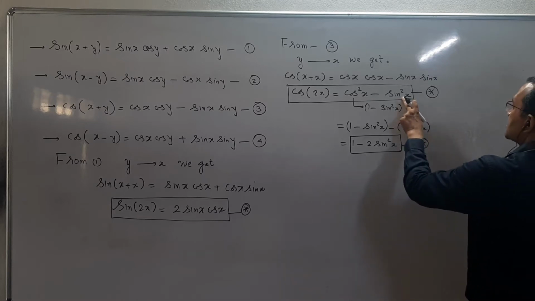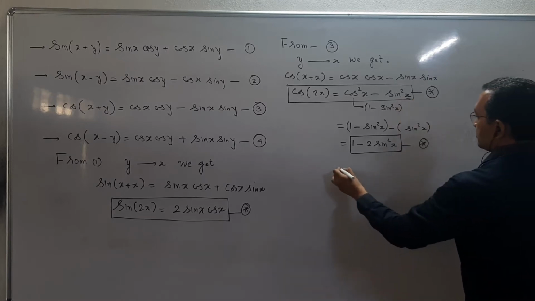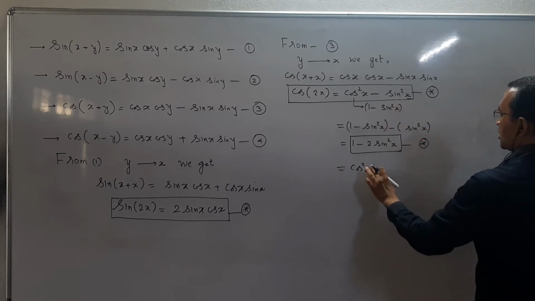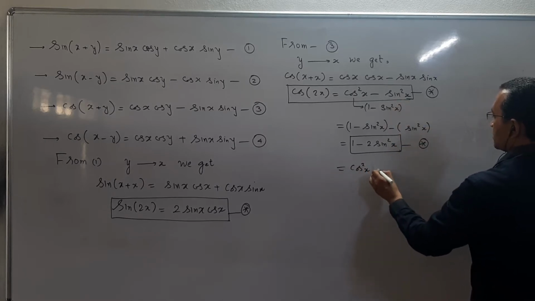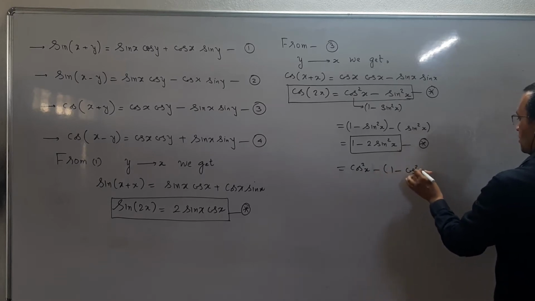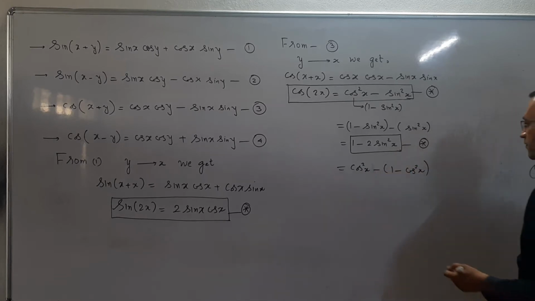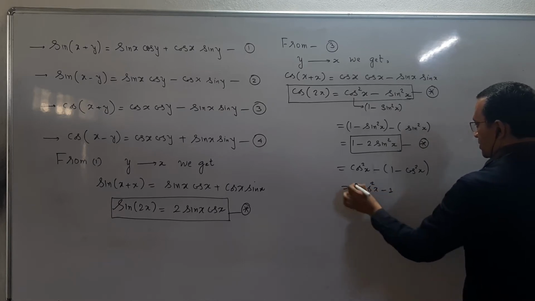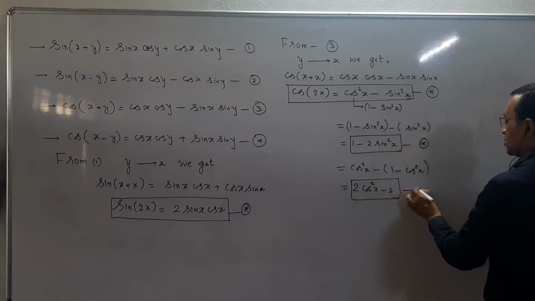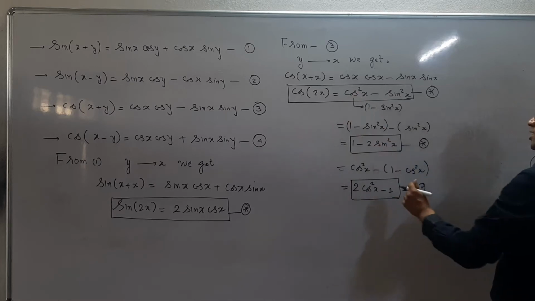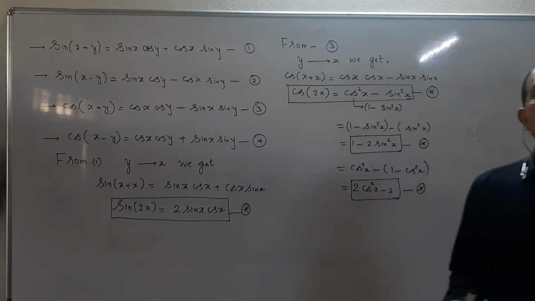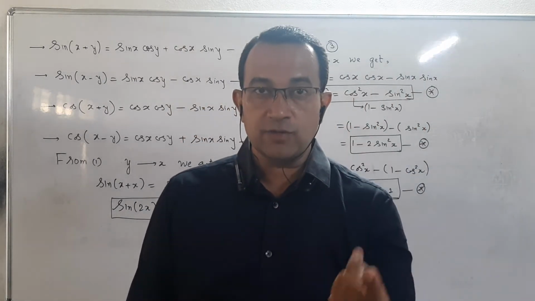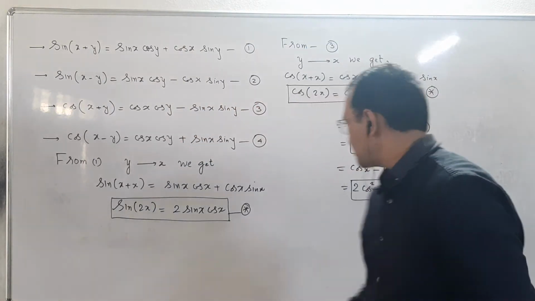Now I am replacing sin square x in terms of cos square x. So this becomes cos square x minus, bracket, 1 minus cos square x. So if I open the bracket, this becomes twice cos square x minus 1. So again, this is a new formula for cos 2x. So cos 2x has 3 different formulas. In fact, 4. One more I am going to derive.